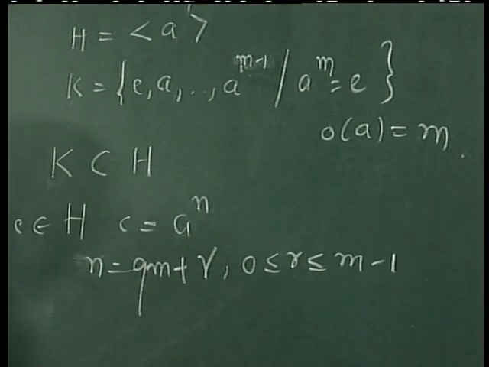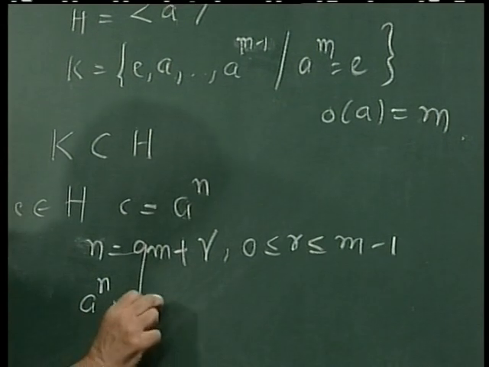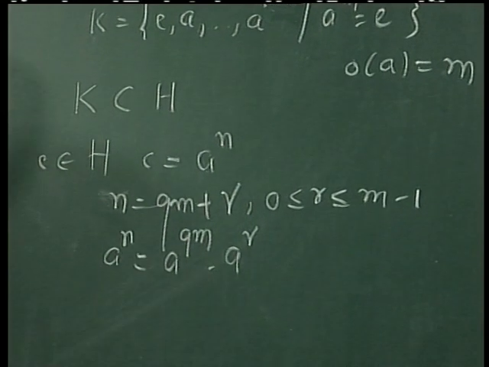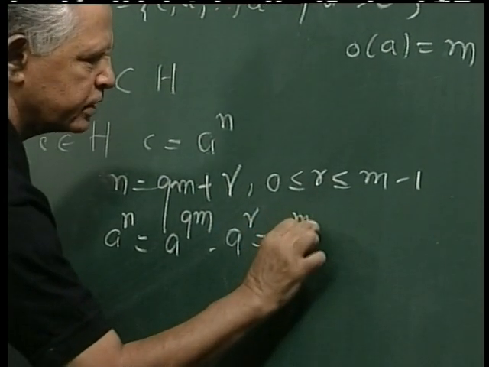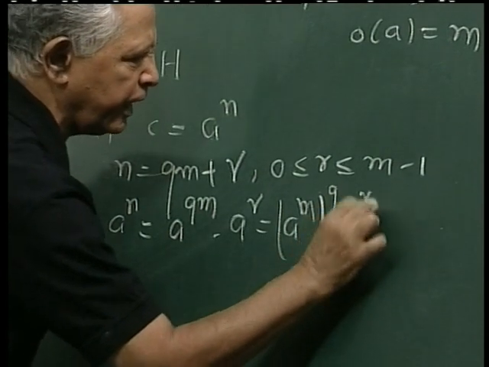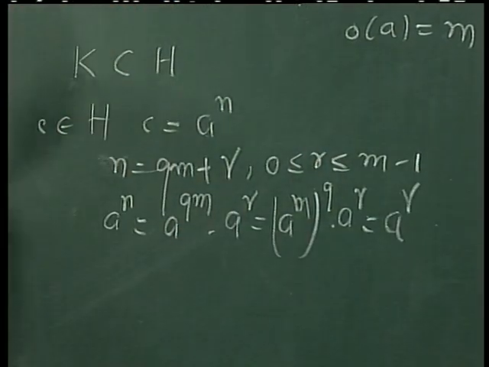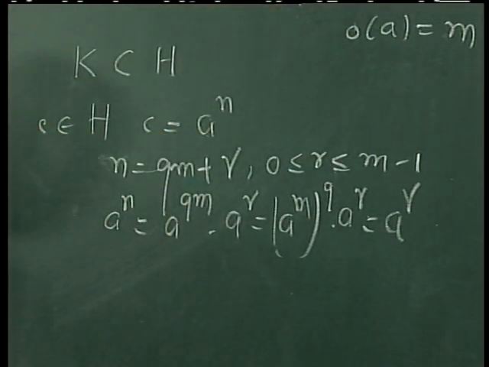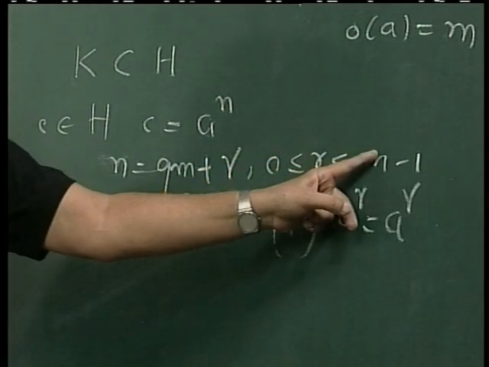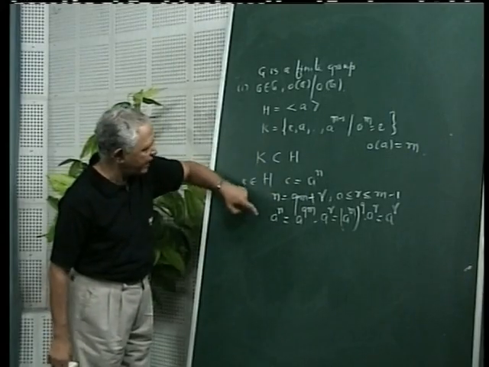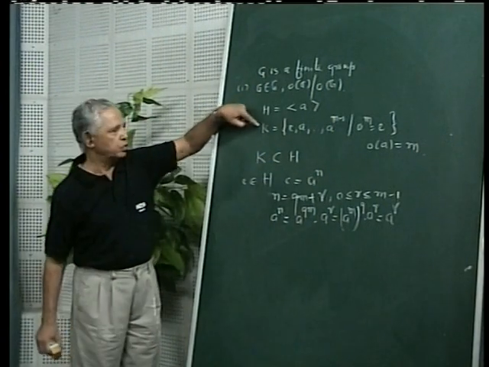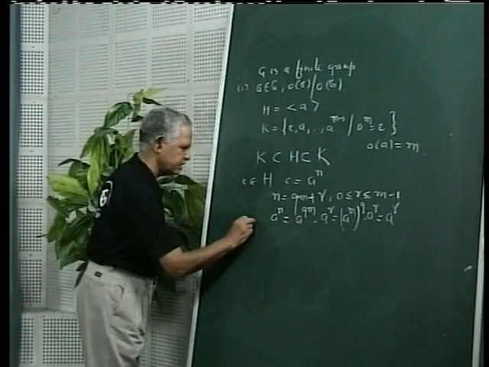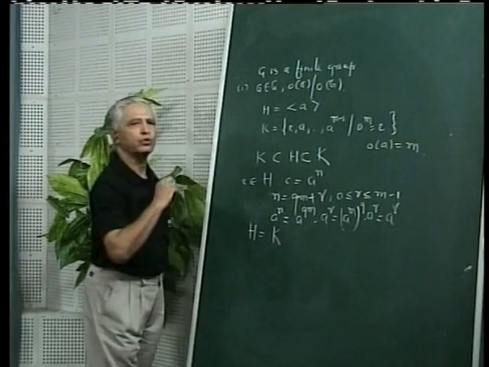This implies A raised to n is equal to A raised to qm into A raised to r. Or this is the same thing as A raised to m, raised to q, into A raised to r, and that is equal to A raised to r, because A raised to m is equal to E. What is r? r is any integer lying between 0 and m minus 1, and that implies our element C equal to A raised to n belongs to K, and that implies H is contained in K. And so this implies that we have H is equal to K.